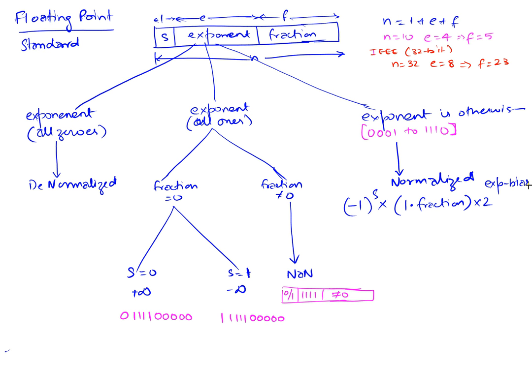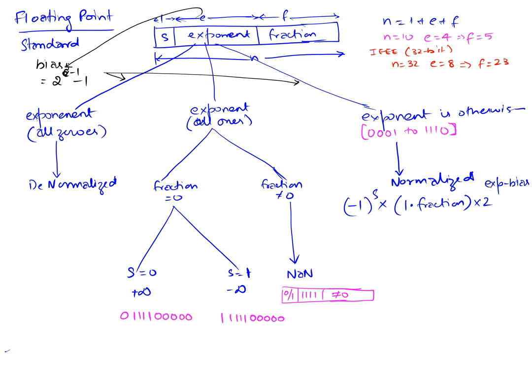And the bias, as a side note, applies no matter whether we go here or here. It applies to this and to this, and we'll see what it means. The bias is simply given by a formula: bias is 2 to the power of e minus 1, minus 1, where e is the number of bits in the exponent.